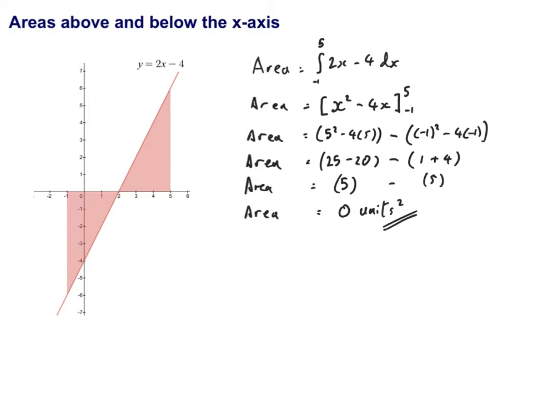What has happened here in my working is I have not taken into account that this shaded in area is in fact made up of 2 separate areas. I've got one area above the x-axis and one area below the x-axis. And what has happened is these 2 areas have essentially cancelled each other out.